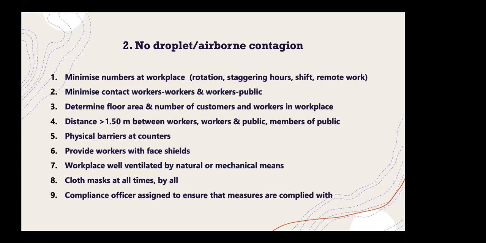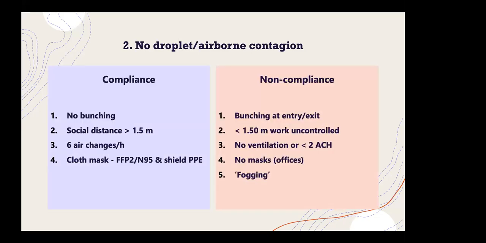When there's traffic cops on the road, we stick to the speed. When we know there are no traffic cops on the road, we might not stick to the speed. So what do we want to see in terms of compliance? We want to see no bunching at the workplace. We want to see that social distance is kept at 1.5 meters.